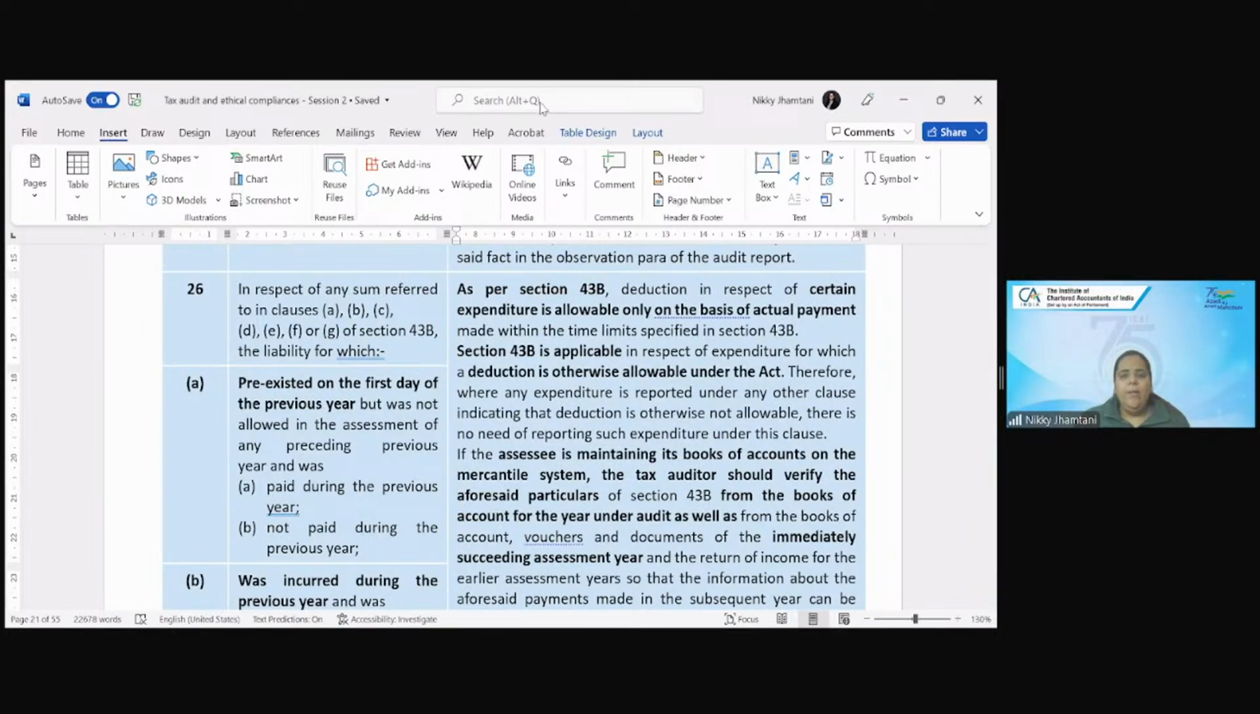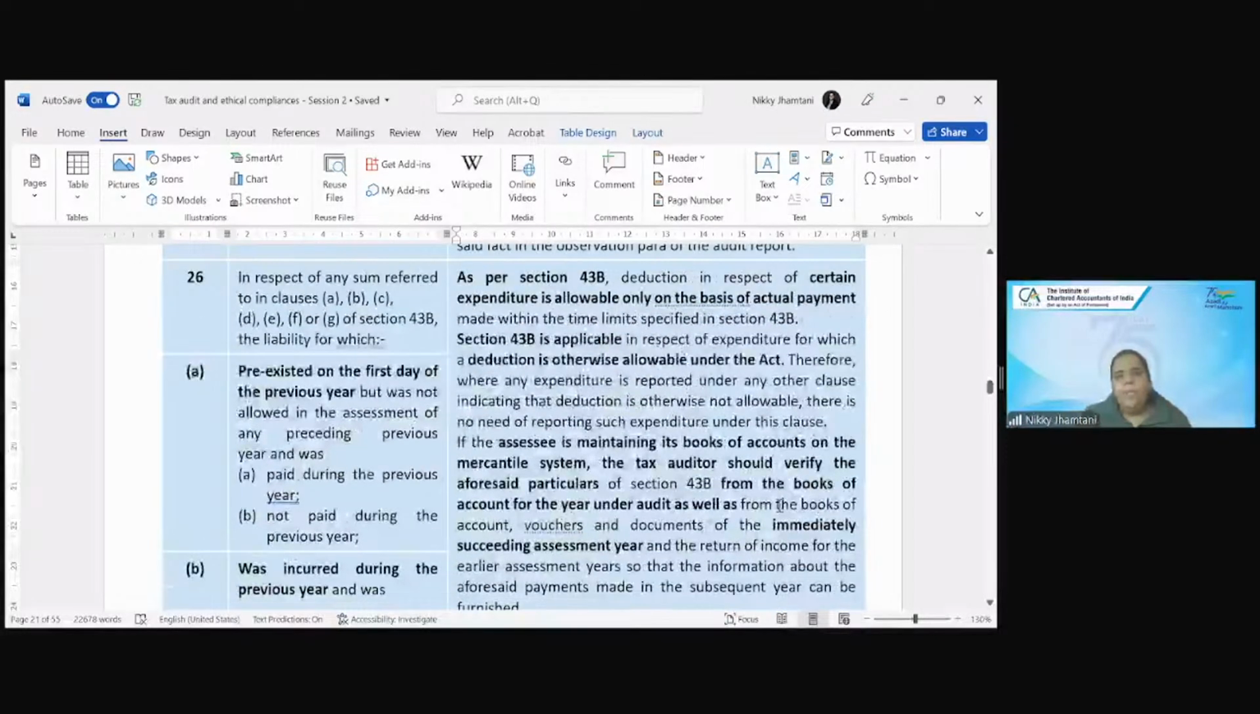Everyone knows this. 43B specially deals with that certain expenses will be allowed only on actual payment basis, right? So 43B is applicable in respect of expenditure for which a deduction is otherwise allowable under the Act. Therefore, where any expenditure is reported under any other clause indicating that deduction is otherwise not allowable, there is no need of reporting such expenditure under this clause.